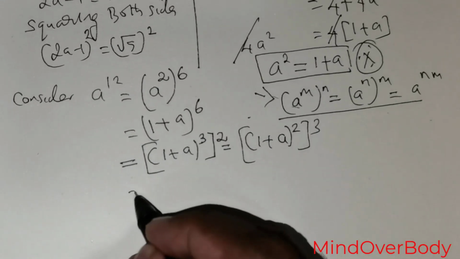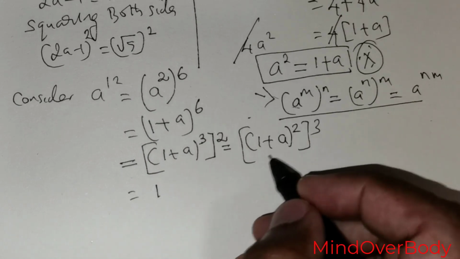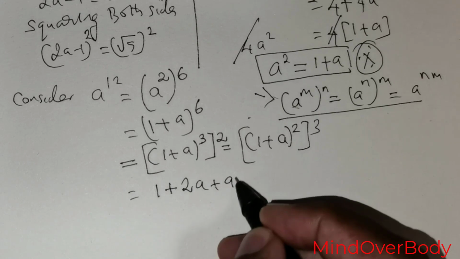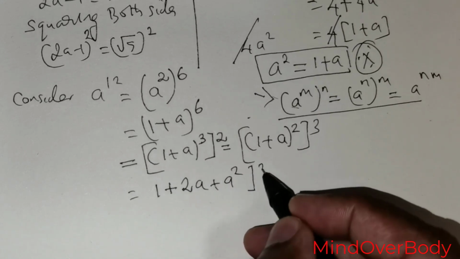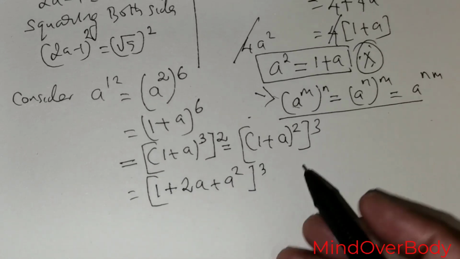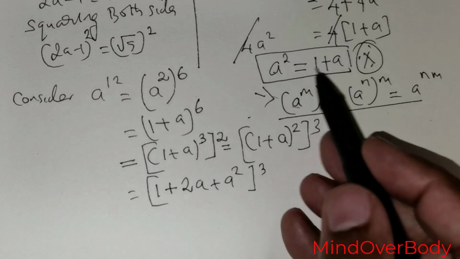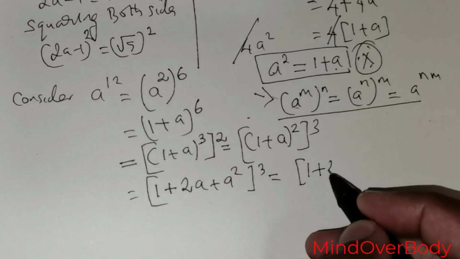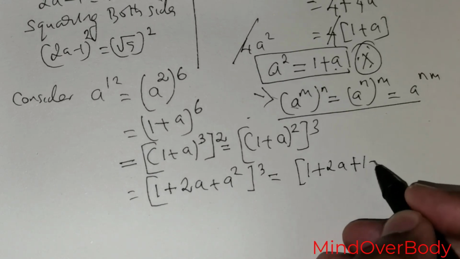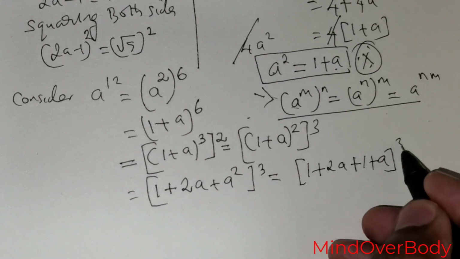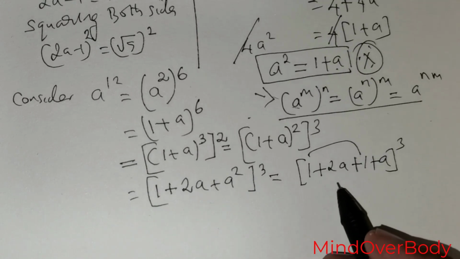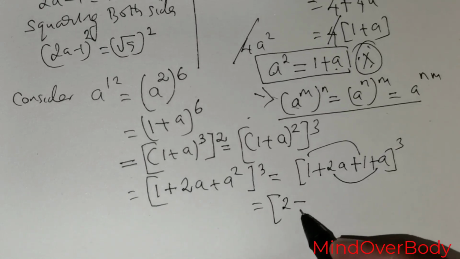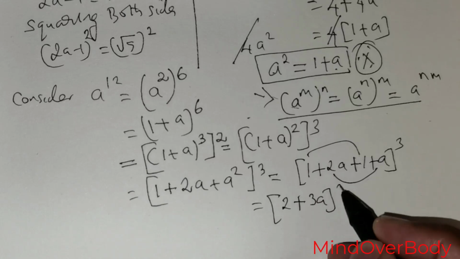Now I can expand this. If I were to expand this (1 + a)², I would get (1 + 2a + a²) raised to the power of 3. That's fine. Now again I would be using a² is equal to 1 + a over here. So that would give me (1 + 2a + 1 + a) raised to the power of 3. I can add 1 with 1. I can add 2a with a. So that would give me (2 + 3a) raised to the power of 3.